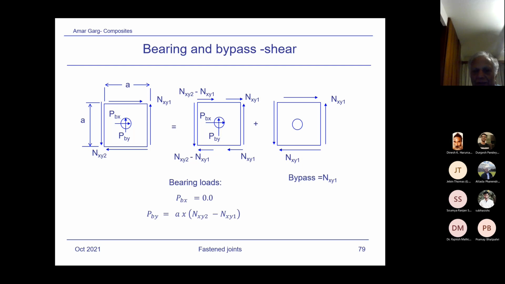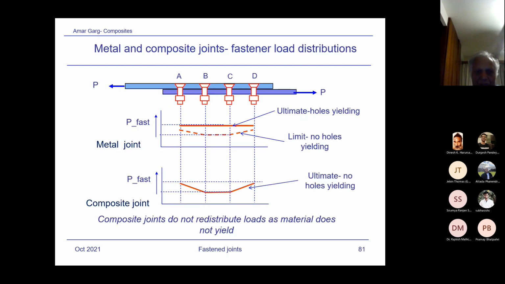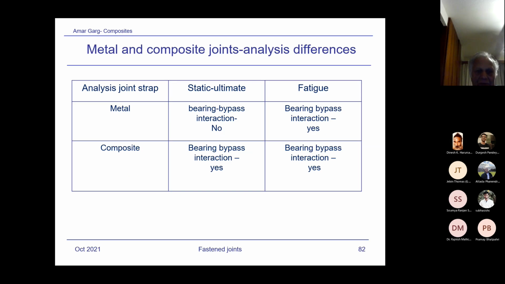The important thing is just to understand the bearing and bypass definitions. Okay, now metal and composite joints, fastener load distribution. I think I showed this graph. I won't repeat this. And I've already said, but I just said the difference between the metallic and composites.